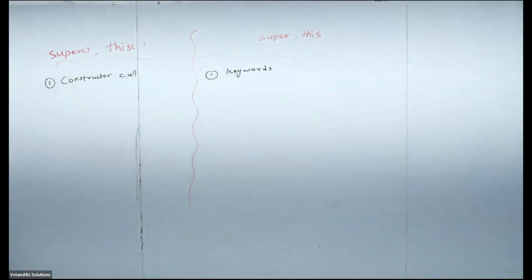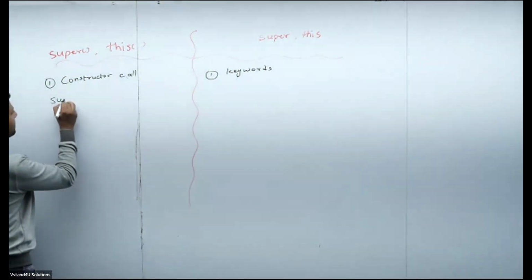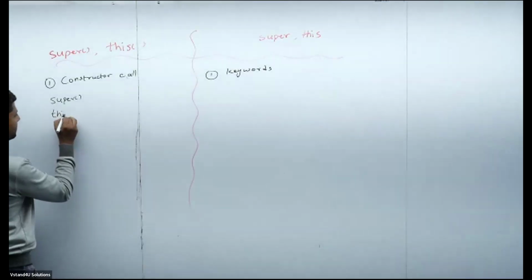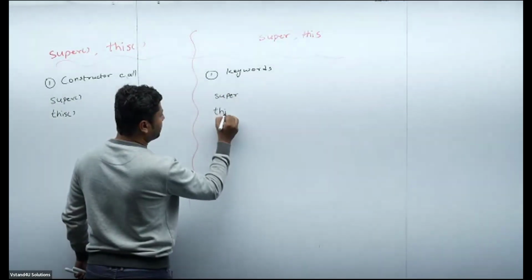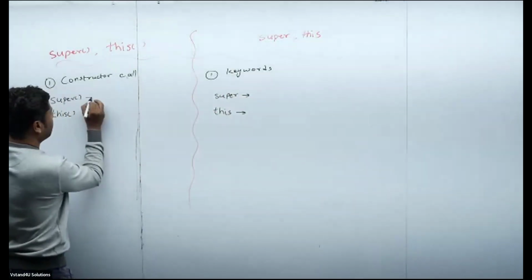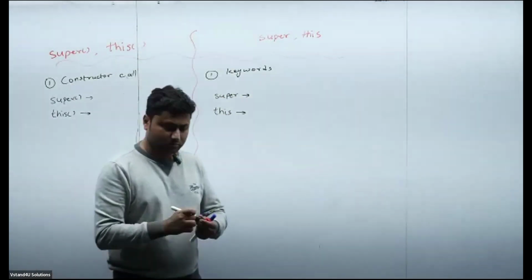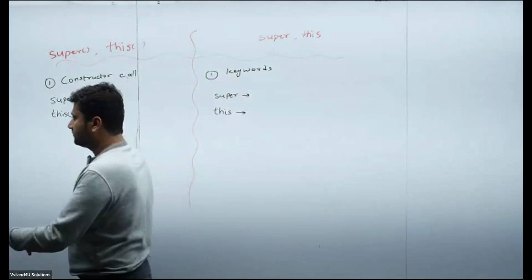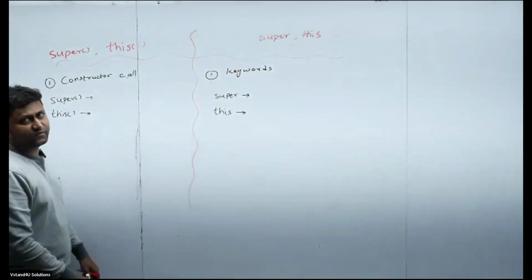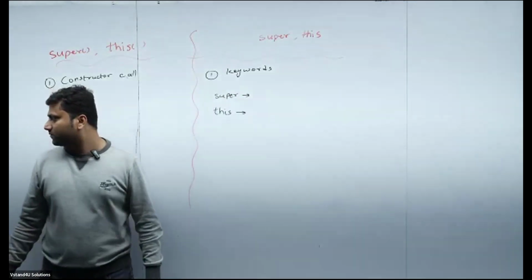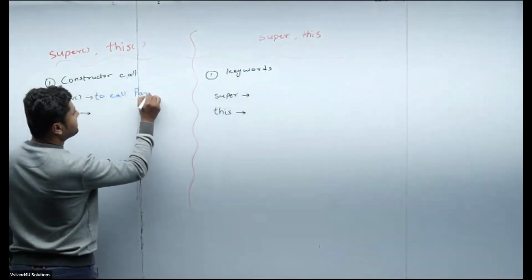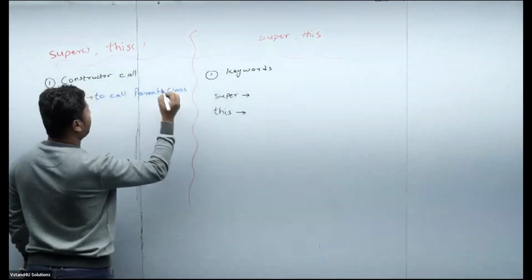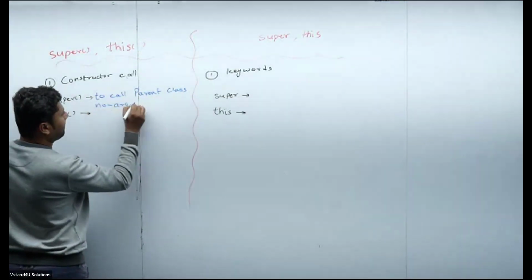Moving forward. Now let me tell you the difference. Super constructor, this constructor, and super keyword, this keyword: meant for what? Super constructor call is meant for calling which class, guys? Fast. Short form is also fine. Perfect. Very good. To call the parent class no-arg constructor. Am I right?